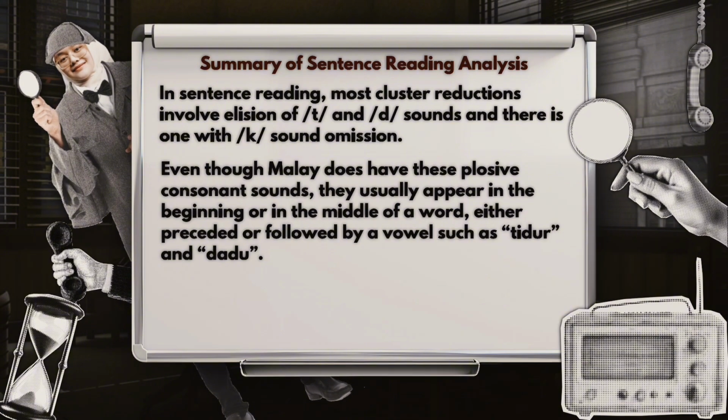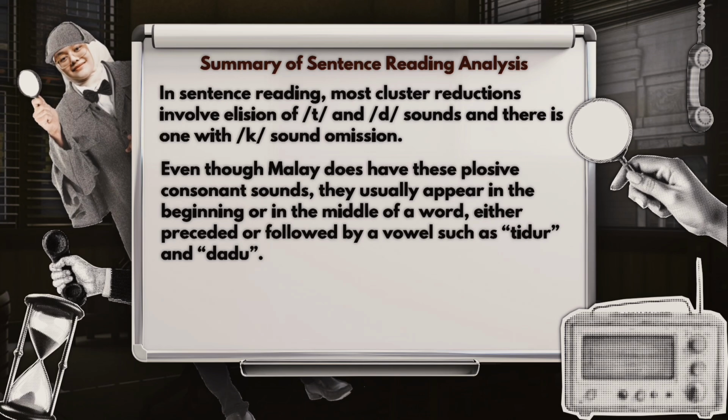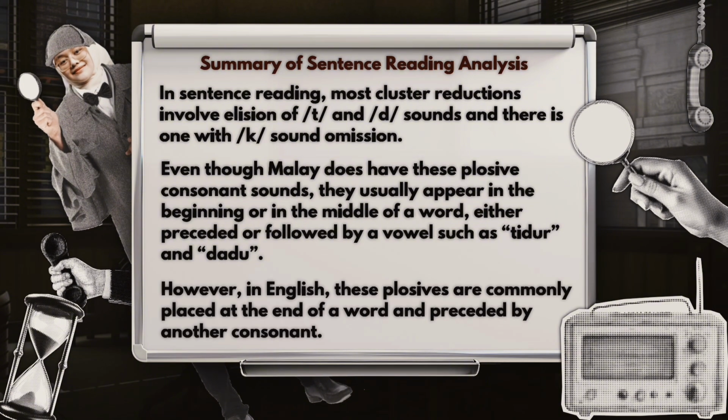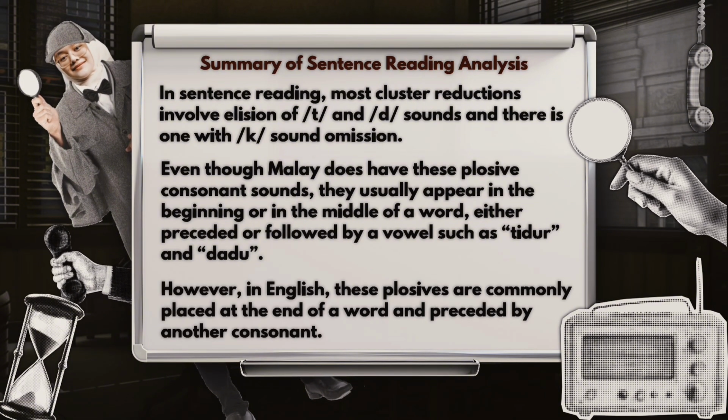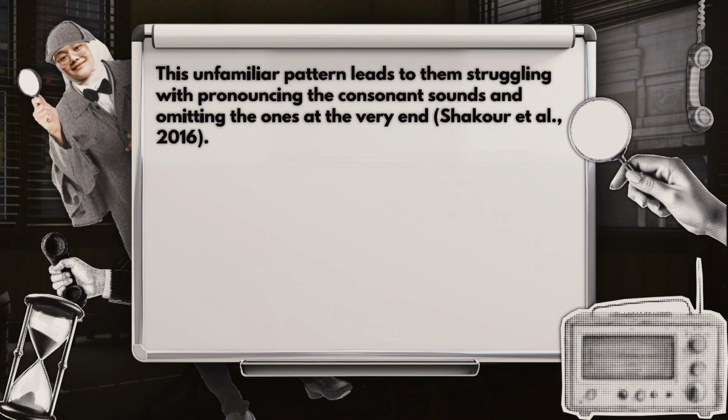Even though Malay does have these plosive consonant sounds, they usually appear in the beginning or in the middle of a word, either preceded or followed by a vowel such as tidur and dadu. However, in English, these plosives are commonly placed at the end of a word, preceded by another consonant. This unfamiliar pattern leads to them struggling with pronouncing the consonant sounds and omitting the ones at the very end.